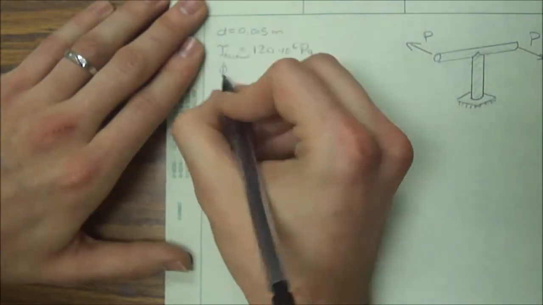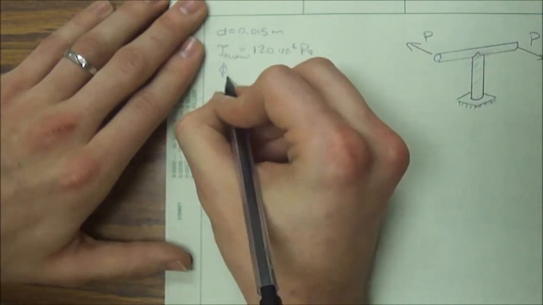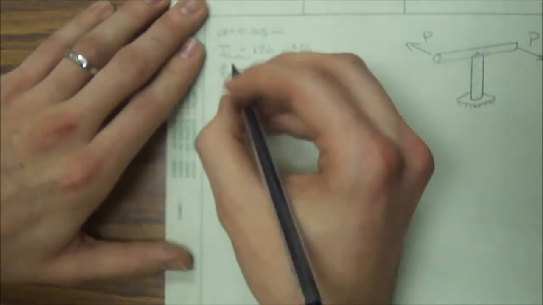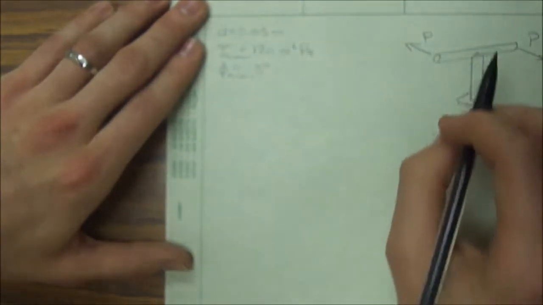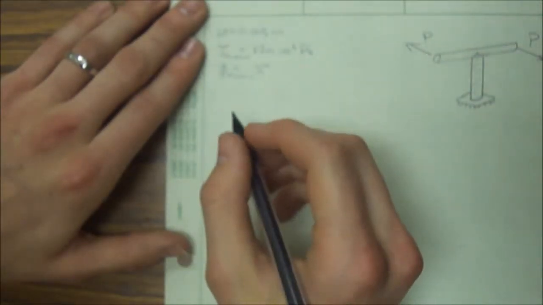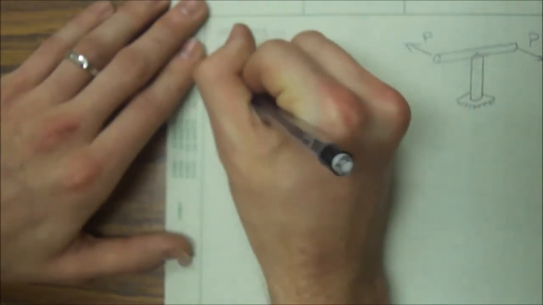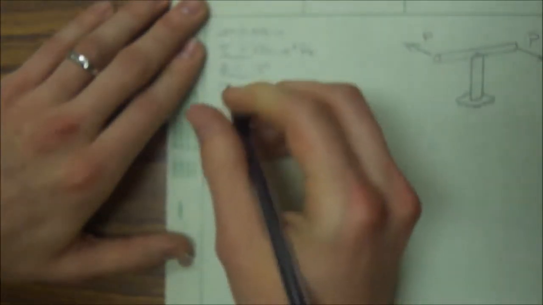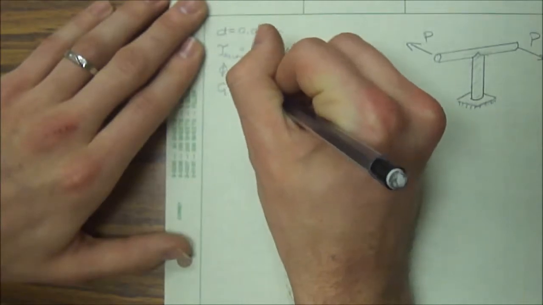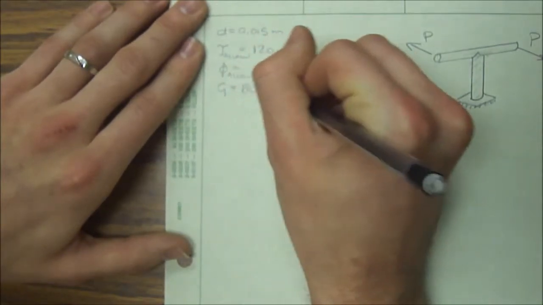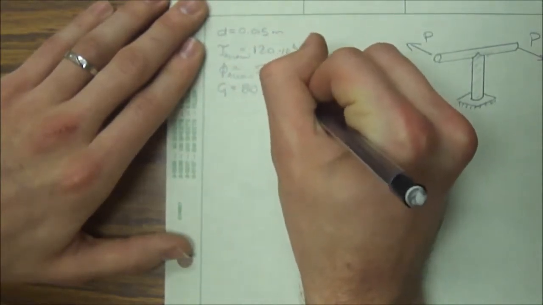Okay, they also have another constraint. We have our angle of twist. Our phi allow is 5 degrees. So in other words, this handle, we can't twist past 5 degrees. Another thing we'd look at for whatever material that is, the shear modulus is 80 gigapascals, or 80 times 10 to the 9th pascals.